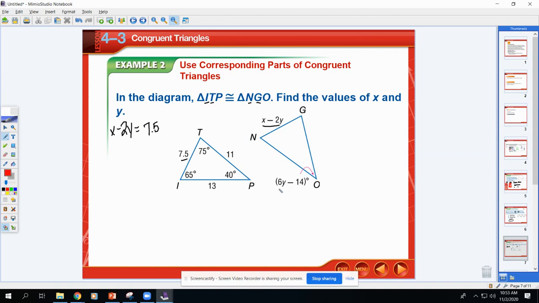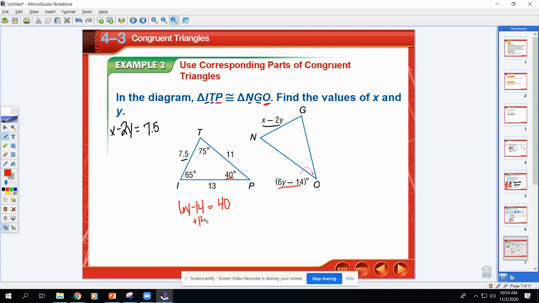So let's go ahead and try to solve for Y here. Looks like we have 6Y minus 14, and that is at angle O, which is the third letter of our triangle here. So that is going to be congruent to the third letter of the first triangle, angle P. So what we're going to do is take 6y minus 14 and set that equal to angle P, which is 40. So we get 6y minus 14 is equal to 40.